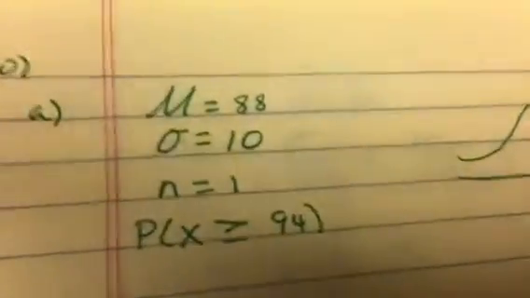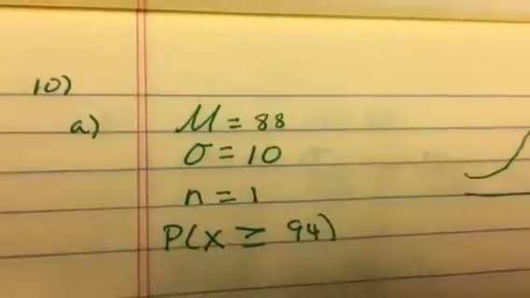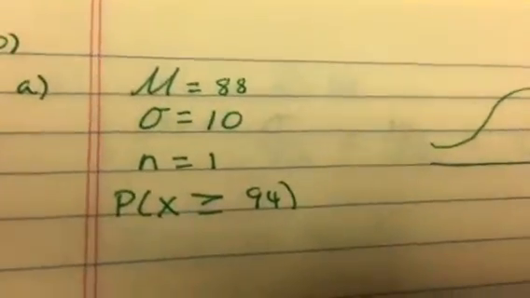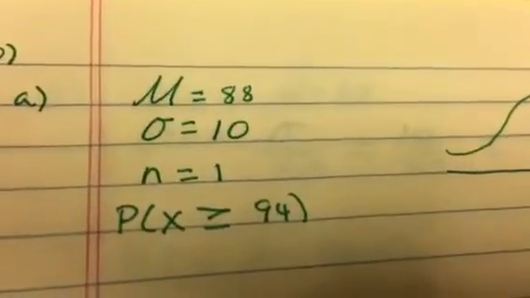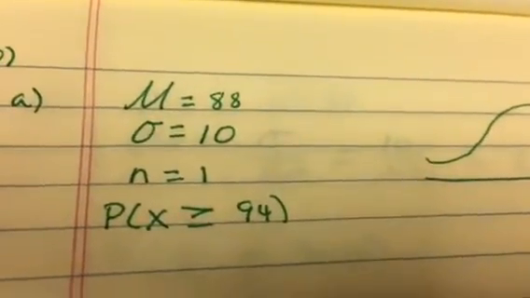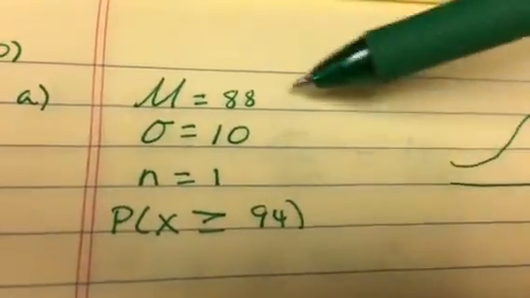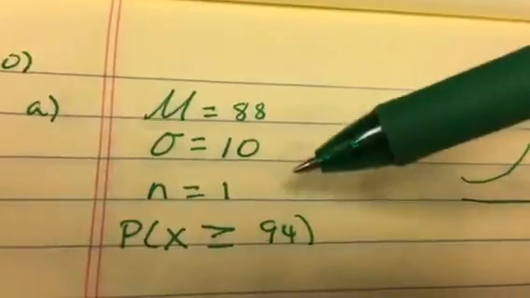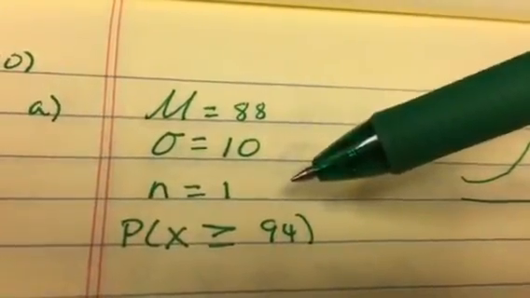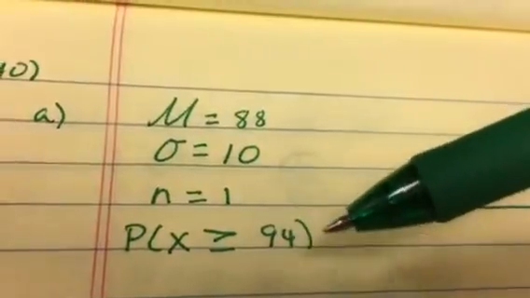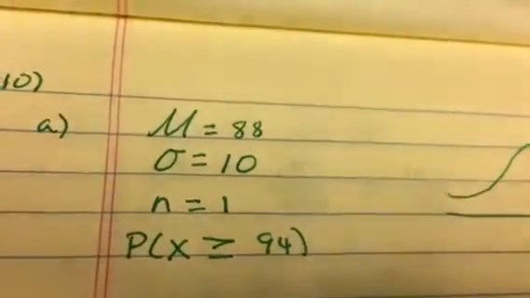So here's what I'm going to do. I'm going to write down my information. Now I want you to notice something. The mean of the population will never change in these problems. If you're working one problem, that mean will never change. Notice we're dealing with one individual, so the mean, it said, was 88, and the standard deviation is 10. The n is 1, we're looking at one individual, and we're trying to find the probability that x is greater than or equal to 94.